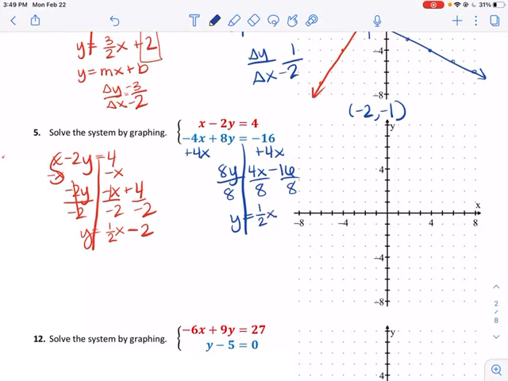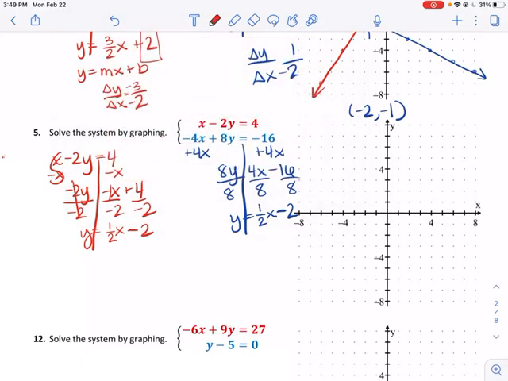So be careful. If the small number's on the top, it should be a fraction. And then minus 16 divided by 8. Oh, that one, the small number's on the bottom, so it's actually going to be 2. Okay, so let's graph our red line.